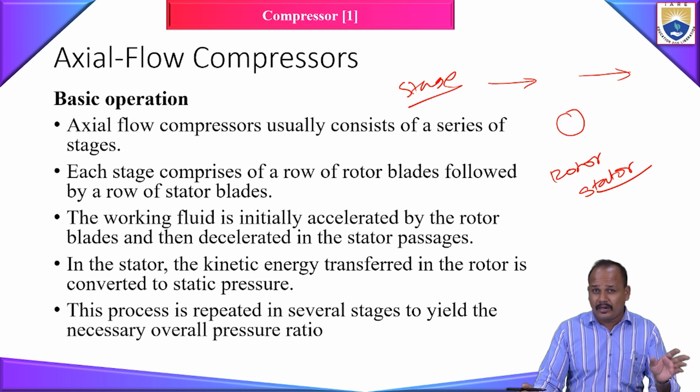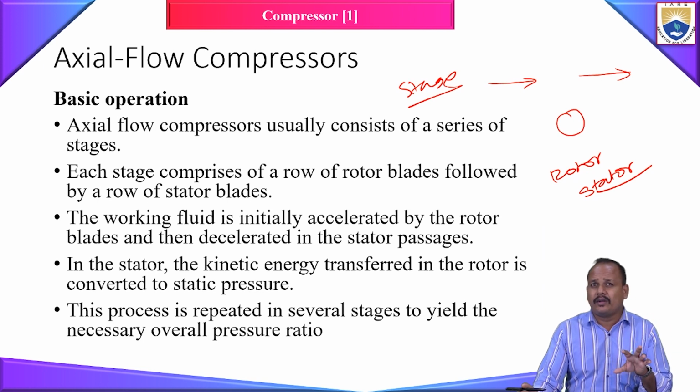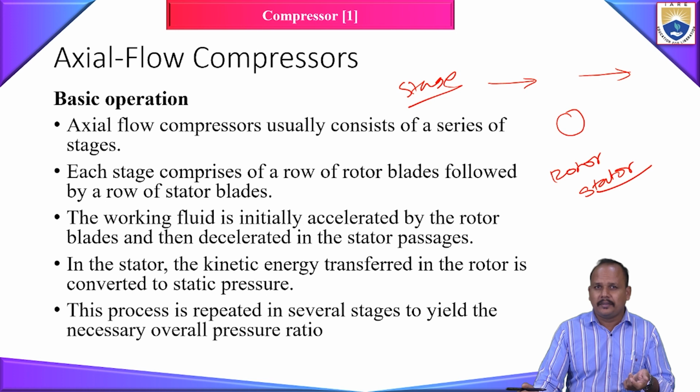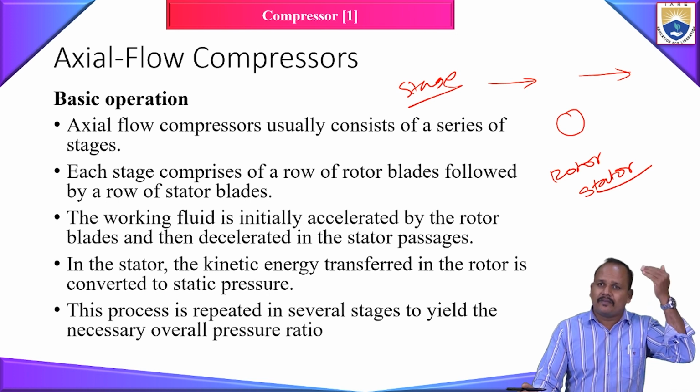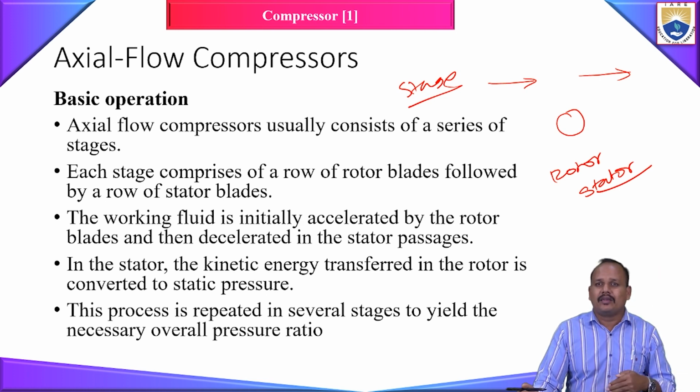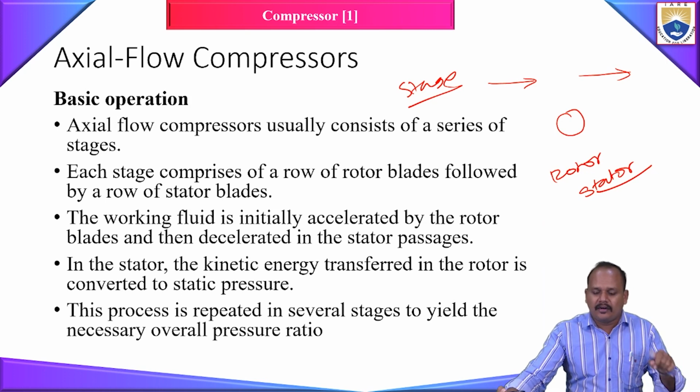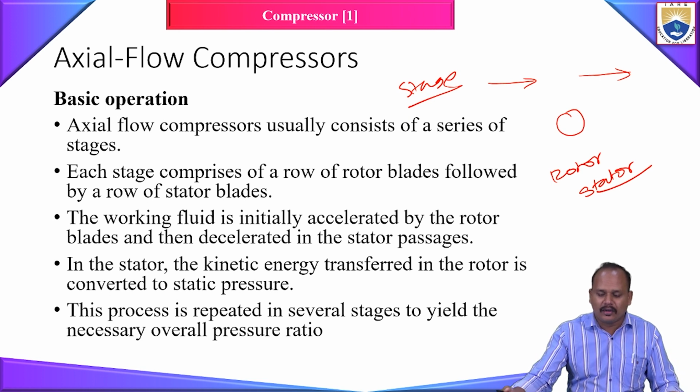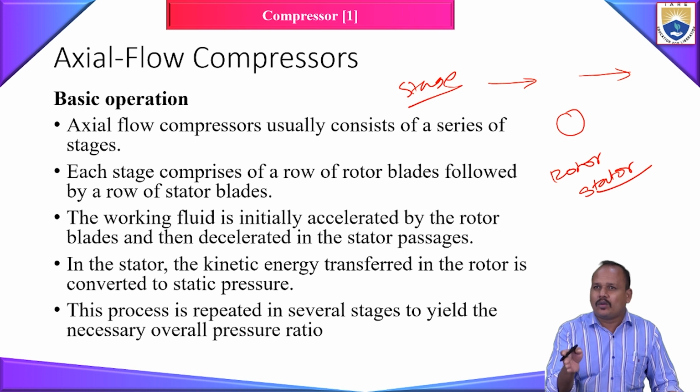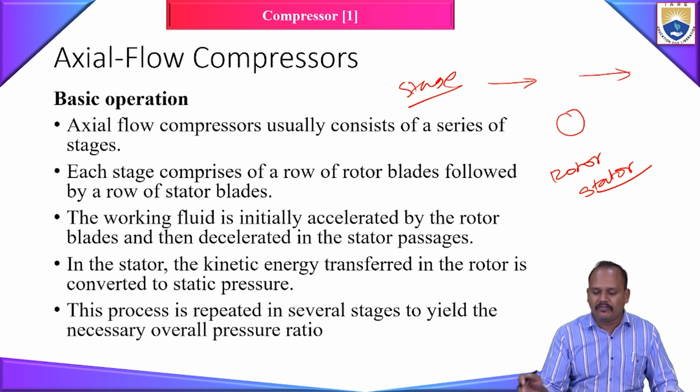Now we know what is a stage, what is a rotor, and what is a stator. Your rotor will be connected on the shaft, which is going to rotate, and your stator will be connected from the casing of your compressor. So your rotors are connected from your shaft, whereas your stator is connected from the casing of your compressor. Each rotor and stator has its unique function.